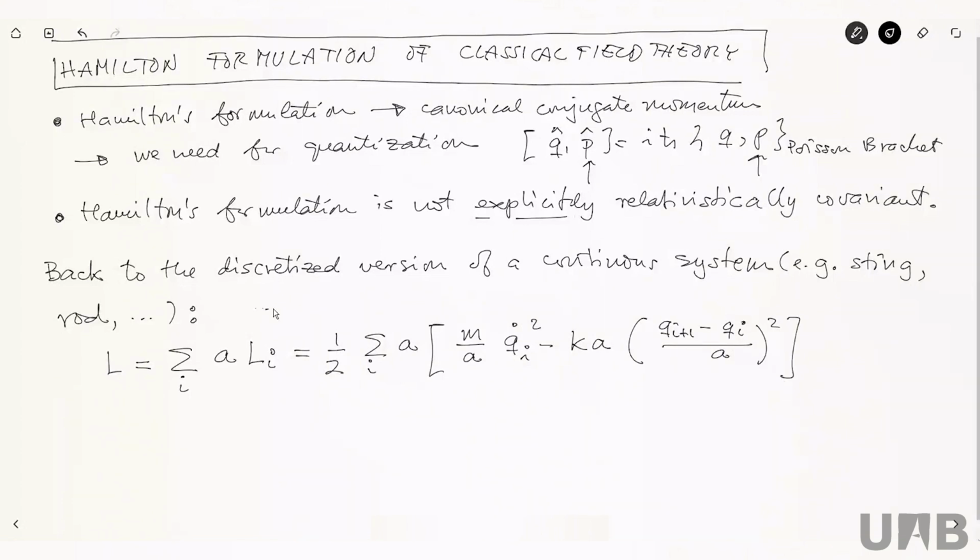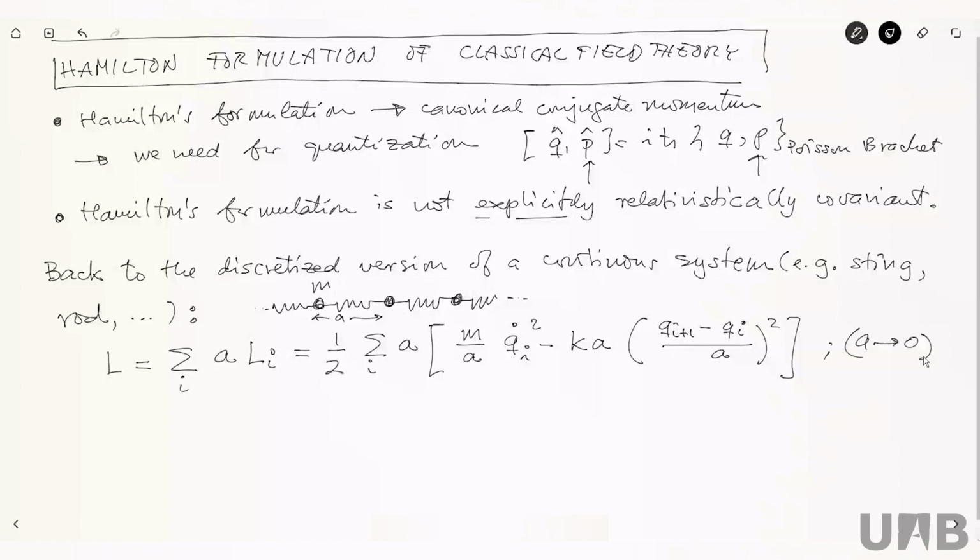So this was the system in which we had a spring, a mass, a spring, a mass, a spring, a mass, etc. The mass of each was m, a was this distance, and so on and so forth, right? And we wanted to take the limit a goes to 0. We want to take the limit a goes to 0 in an intelligent way. We cannot just do it like this.